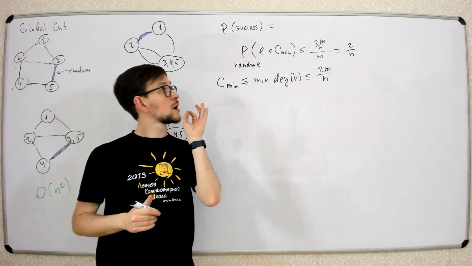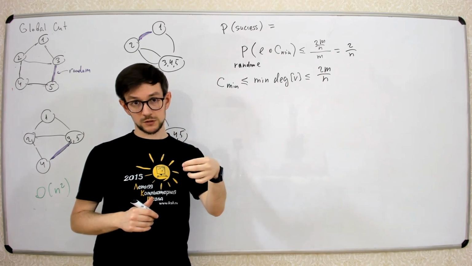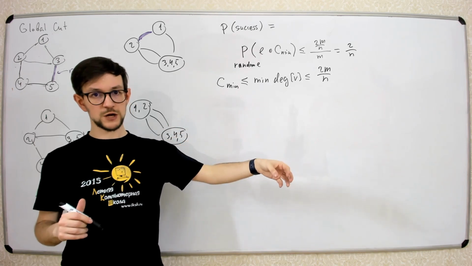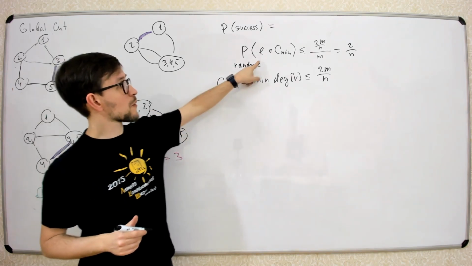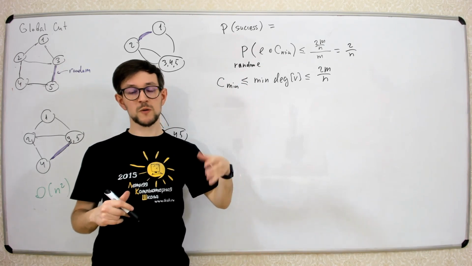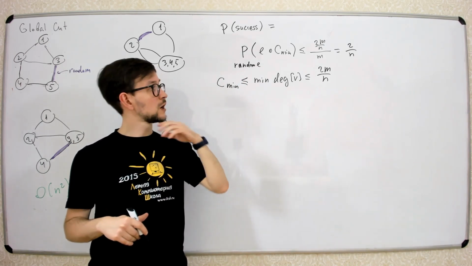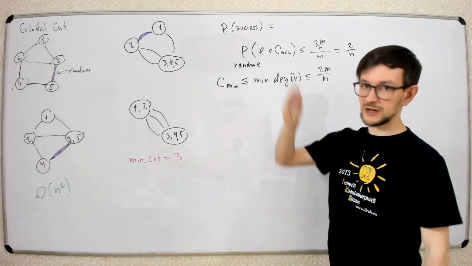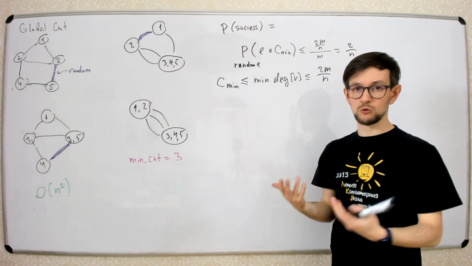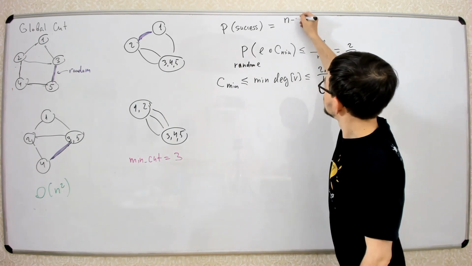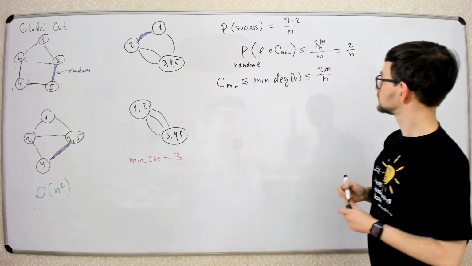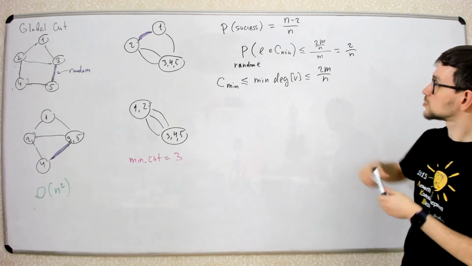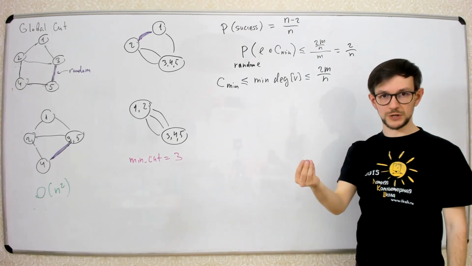But we do it not once, we do it multiple times. So we need to find the probability that each time we select a good edge. This is the probability that we select a bad edge. What will be the probability to select a good edge? It will be 1 minus this. So in the first step, we pick some random edge. What is the probability that we pick a good edge? It will be n minus 2 over n, right? It's 1 minus this. So this is the probability that in the first step we pick a good edge.